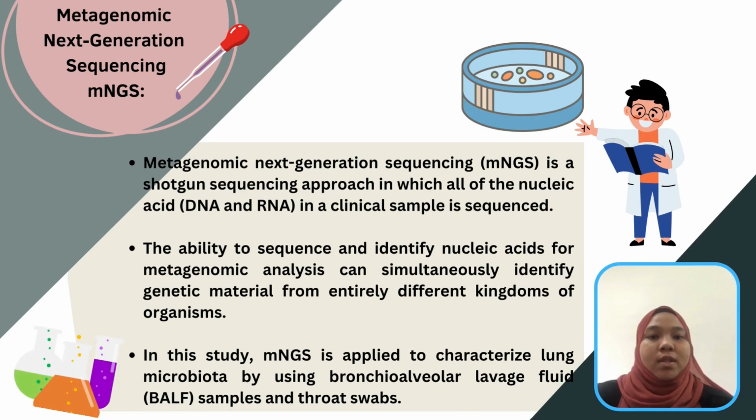Metagenomic next generation sequencing. We will use metagenomic next generation sequencing (mNGS) to identify the lung microbiota profile of people with pulmonary tuberculosis in this study. mNGS is a shotgun sequencing approach in which all the nucleic acids, DNA and RNA, in a clinical sample are sequenced. The ability to sequence and identify the nucleic acids for metagenomic analysis can identify the genetic material from entirely different kingdoms of organisms. In this study, mNGS is applied to characterize lung microbiota by using bronchoalveolar lavage fluid, BALF samples, and throat swabs. Throat swabs were used for the healthy participants.